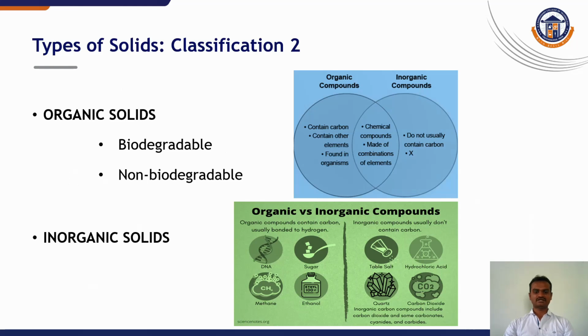Organic solids, which can be further divided into biodegradable like food waste and natural substances, and non-biodegradable like industrial chemicals, and another classification is inorganic solids, which are typically minerals and salts. The organic compounds normally contain carbon and other elements also, and the inorganic compounds do not usually contain carbon. So the inorganic carbon compounds include carbon dioxide, carbides, carbonates, and cyanates, etc.